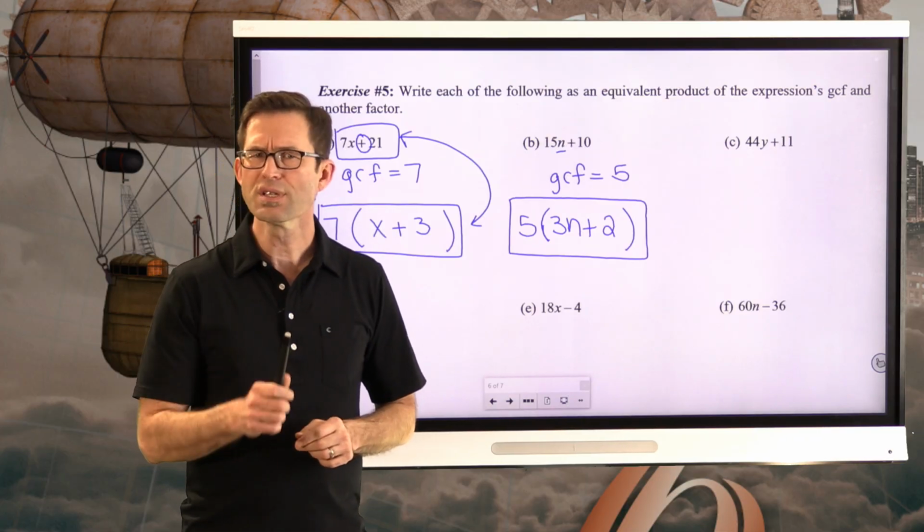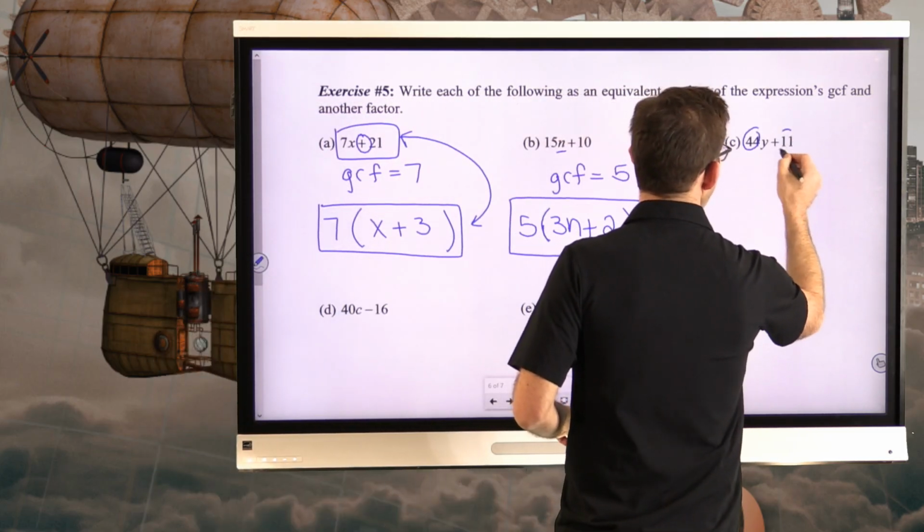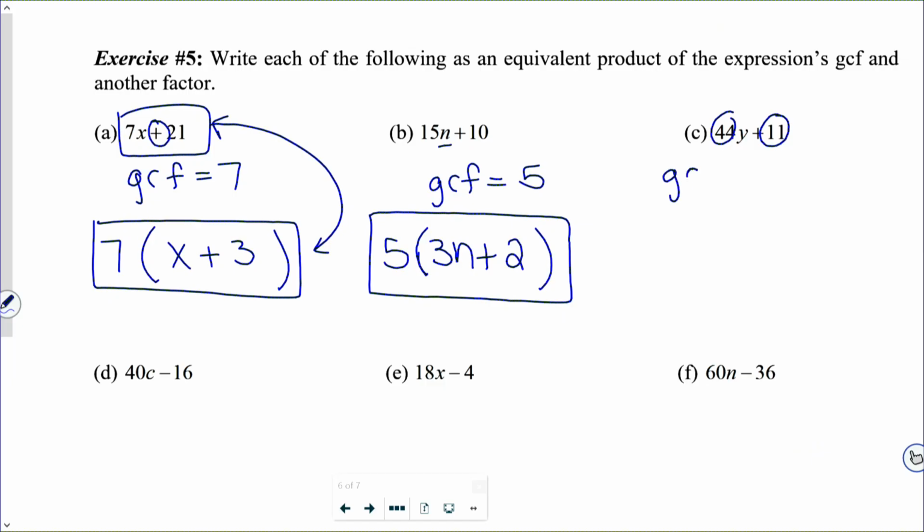All right, letter C can be a tricky one because when I look at 44 and 11, it's probably pretty obvious that the GCF is 11. That is the largest number that divides into both. And now let me write down its factored form. So I'm going to write that 11 down. Now, what do I have to multiply 11 by to get 44? Well, that's easy. That's 4.